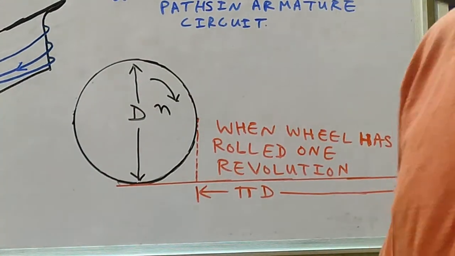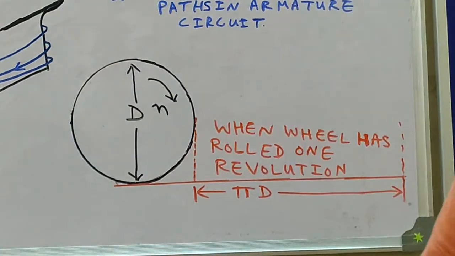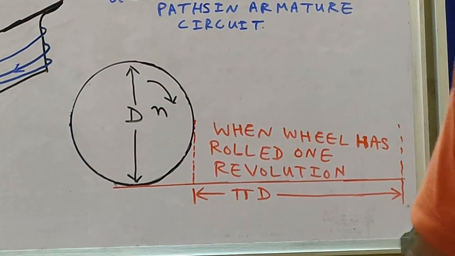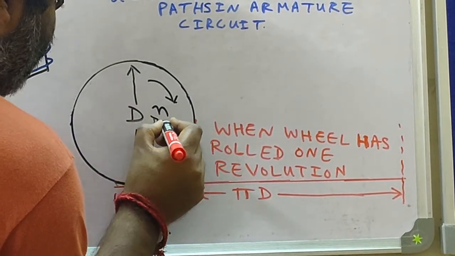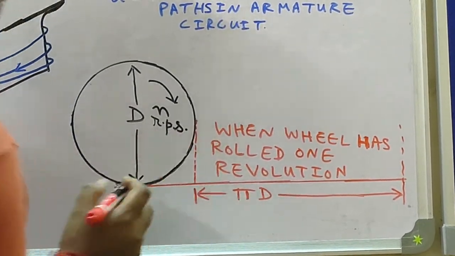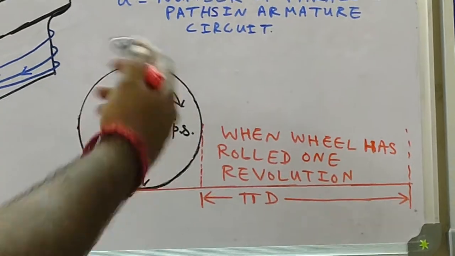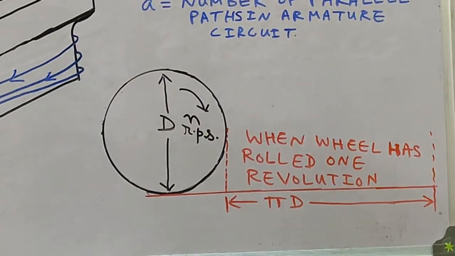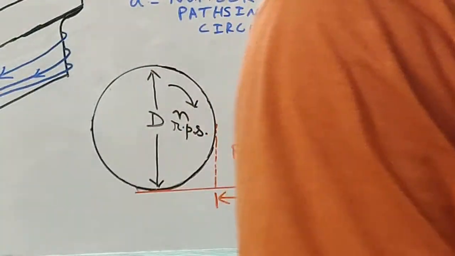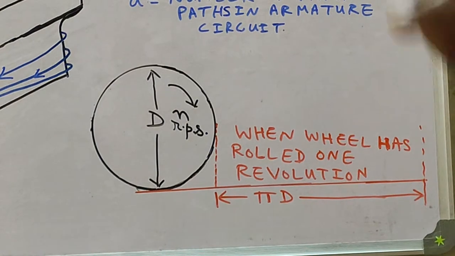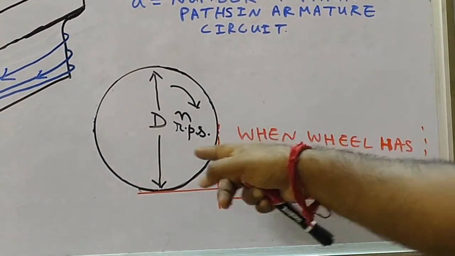In 1 second, how many revolutions are being made? That is your RPS, revolutions per second. So this n is nothing but the speed in RPS. That means in 1 second how many revolutions are made. So obviously in this case, in 1 second, n number of revolutions will be made, because the speed is n RPS. So that is your n.